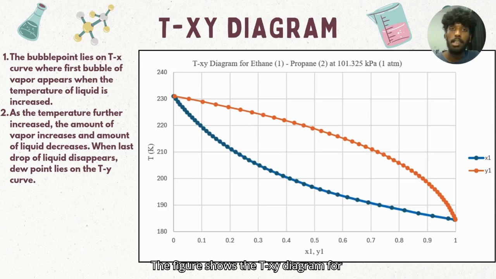The figure shows the TXY diagram for ethane and propane, which is the same system as before, at a constant pressure of 1 atm. The bubble point lies on the TX curve, which is the blue curve, where the first bubble of vapor appears when the temperature of the liquid is increased. As the temperature further increases, the amount of vapor increases and the amount of liquid decreases. When the last drop of liquid disappears, the dew point lies on the TY curve, which is the red curve.